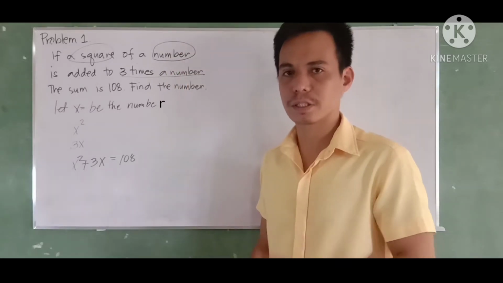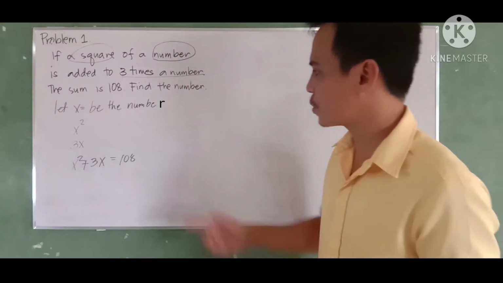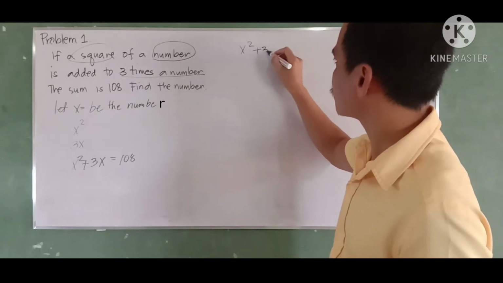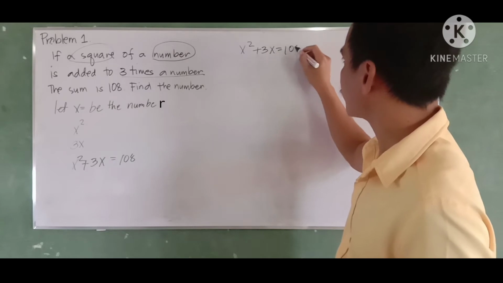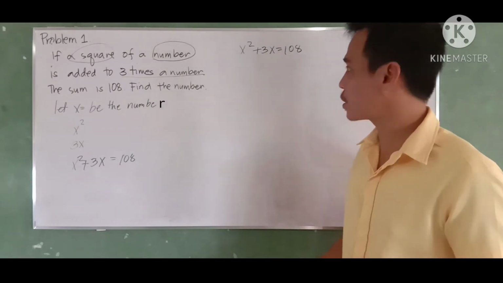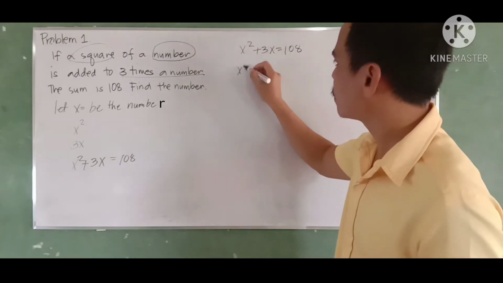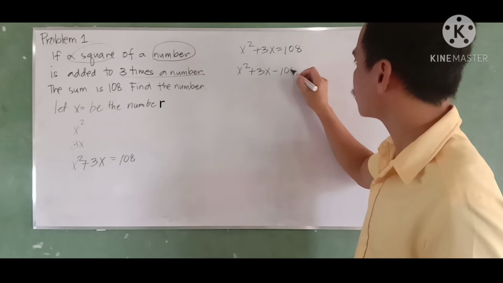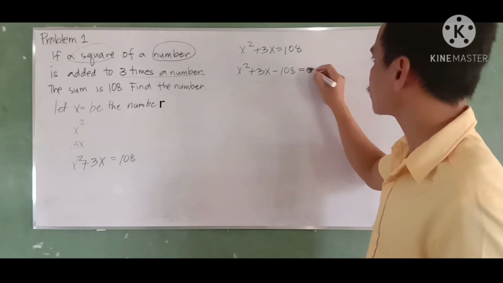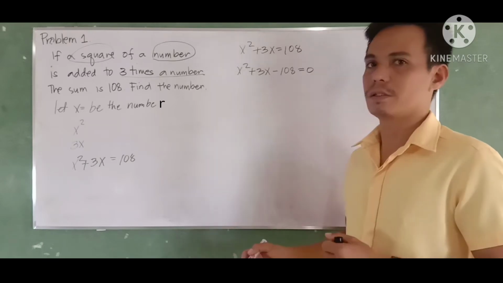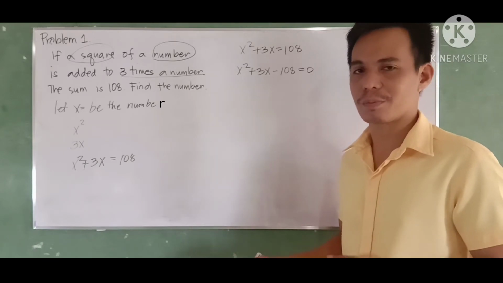Okay, let's then solve for x. So this is x squared plus 3x is equal to 108. So transpose into a standard form of a quadratic equation, then we have x squared plus 3x minus 108 is equal to 0. So in solving this, guys, we can use factoring. Factoring gagamitin natin para mas mabilis.